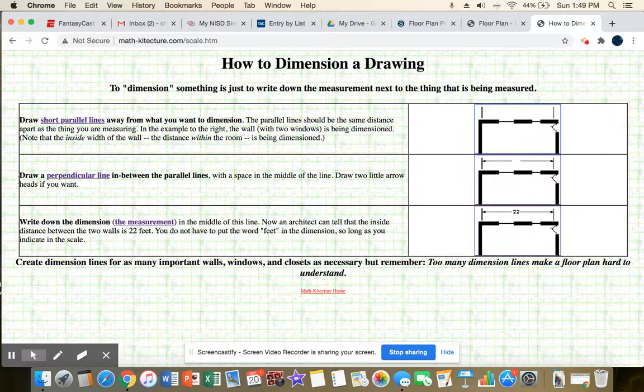Next up, you're going to draw a perpendicular line in between the parallel lines. Okay, see how they added this little arrow here and an arrow here? This is the line they're talking about. This is the parallel line. And they left a little spot in the middle to write down the dimension of the measurement, okay? Right here, 22. They didn't label it though. Make sure you label all your dimensions.